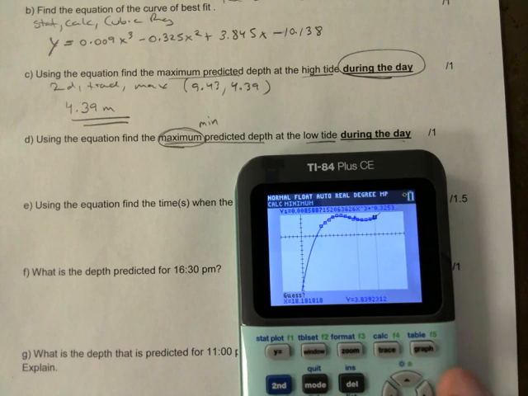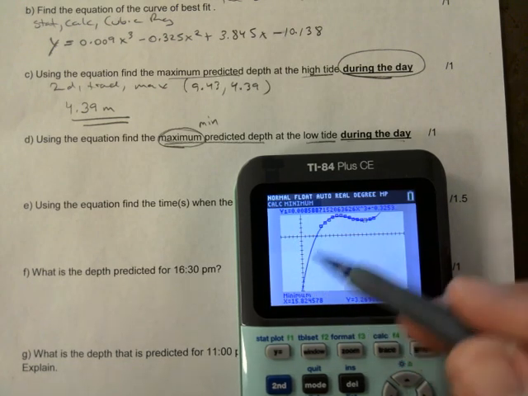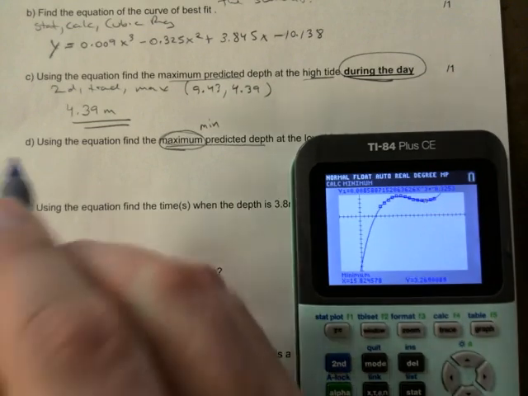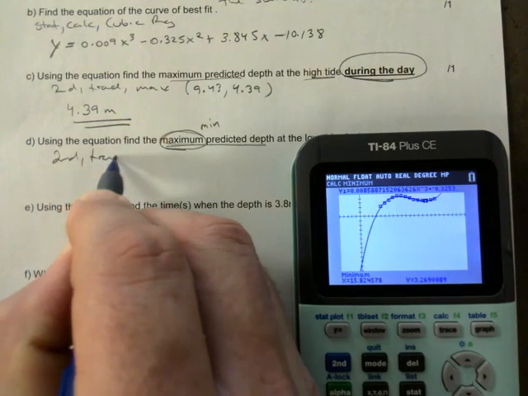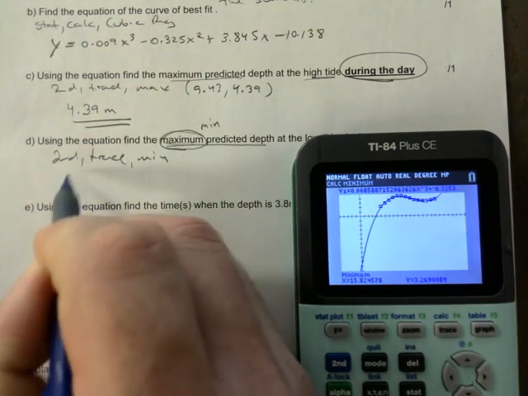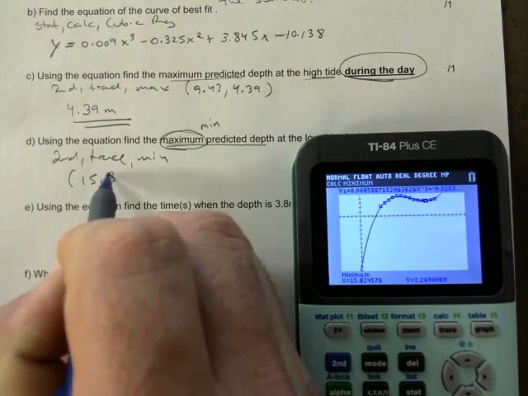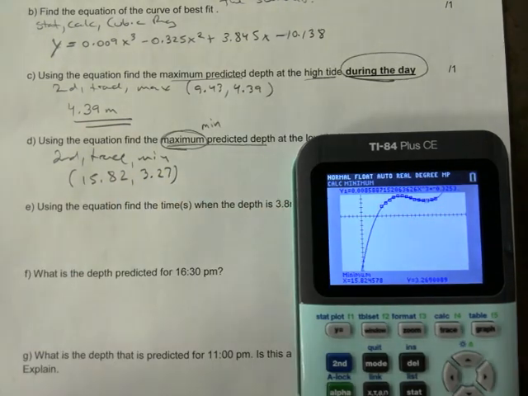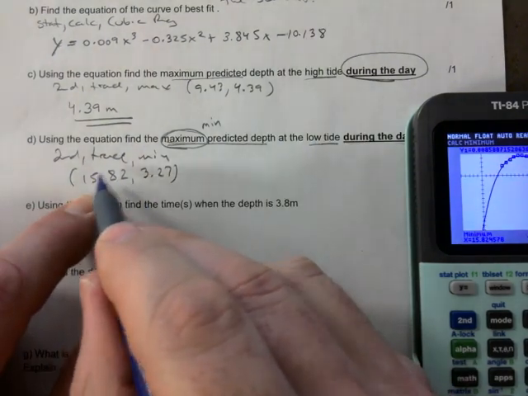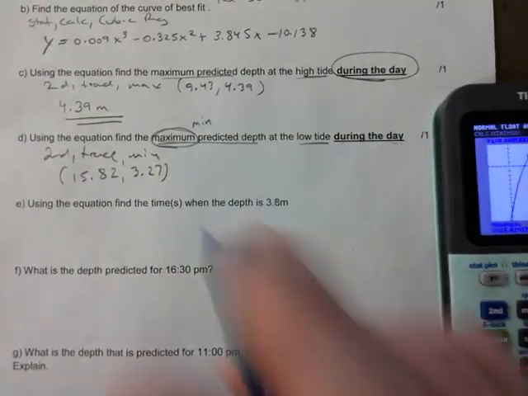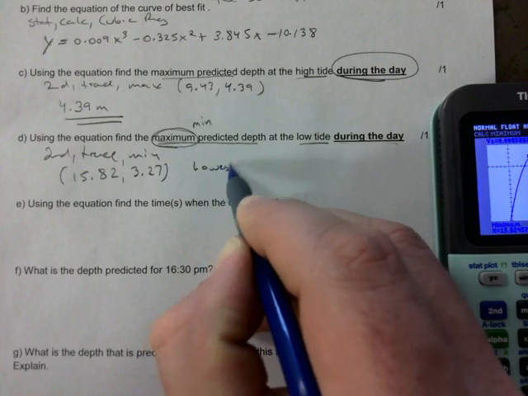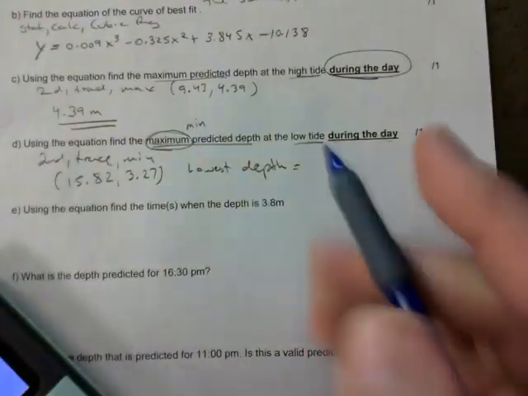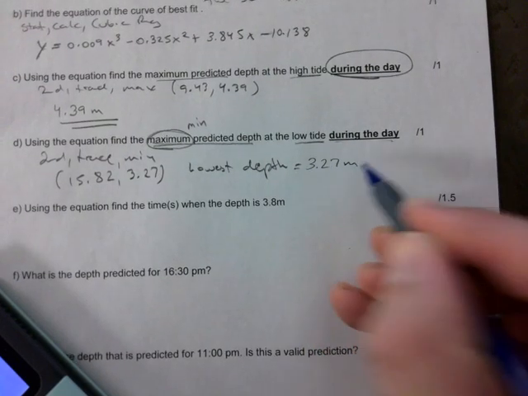So when you do these types of questions, once you have your equation, everything is based on the equation, on the curve, not the points, okay? So second trace min, I'm going to write this down just in case we're asked to graph this later on, right? You know the exact point, or they might ask for one of the values later on as well. So lowest depth would be 3.27 meters. There we go.